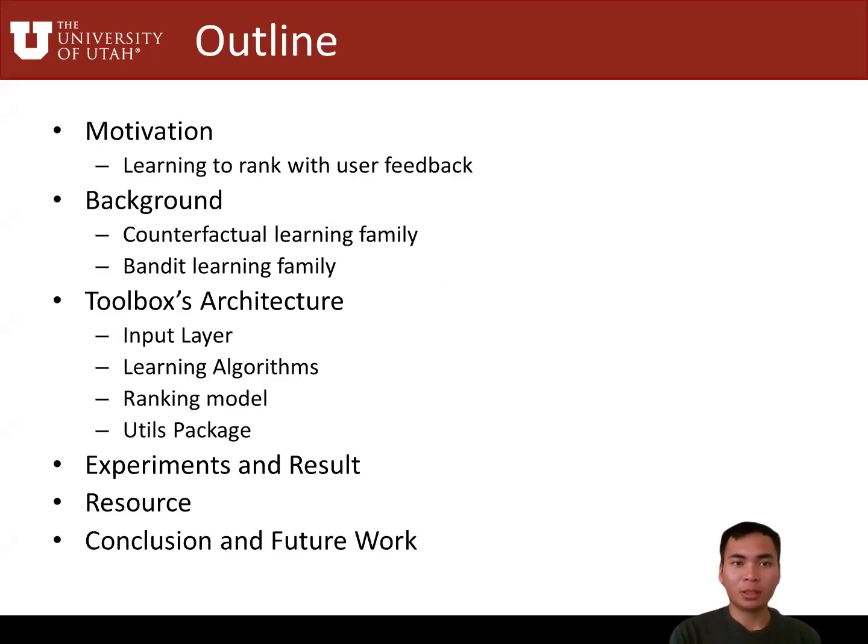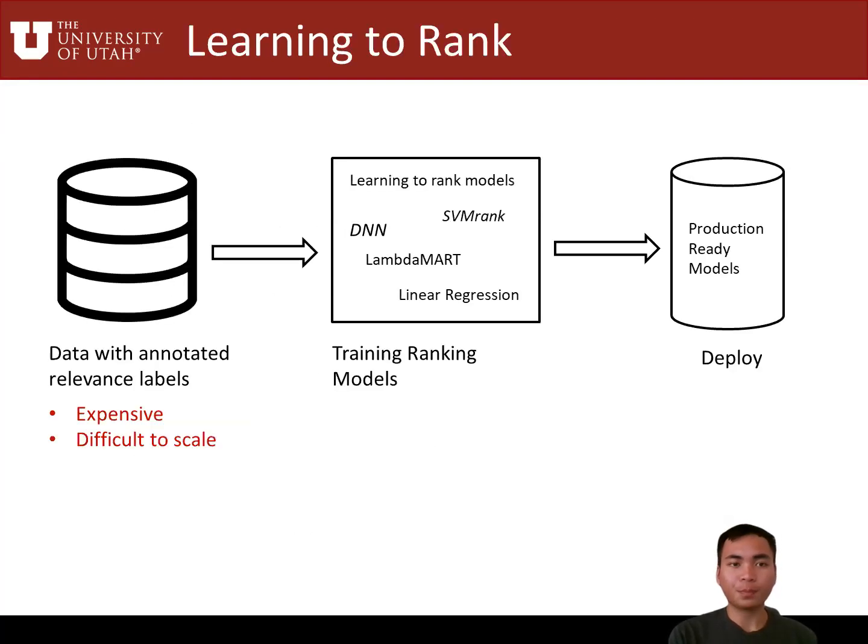Here's the outline of the presentation. First, we'll walk through the motivation, where I will talk about the learning to rank with user feedback and provide some important background knowledge. Then we'll discuss the Toolbox architecture, including all the layers and packages that are currently being supported. Later, we'll discuss the experiments run using Ultra and analyze the result. We'll then talk about the resource availability and how people can contribute to Ultra. Finally, we will talk about the conclusion and the future work.